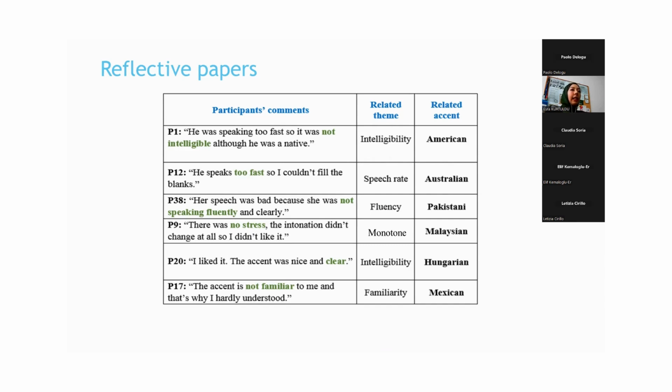And for the Pakistani accent, they said about fluency, her speech was bad because she was not speaking fluently and clearly. And for the Malaysian accent, they said there was no stress, no intonation, so it didn't change. I didn't like it, so they found it monotone. And for the Hungarian accent, they said that they liked it. The accent was nice and clear, so it was intelligible for them. For Mexican, they said that the accent is not familiar to me, and that's why I hardly understood it.